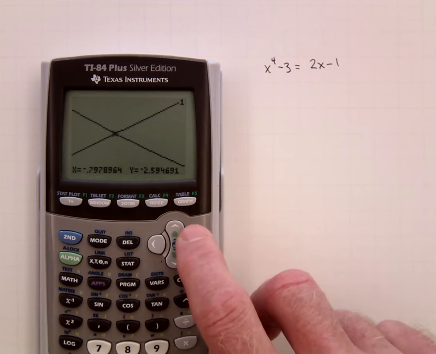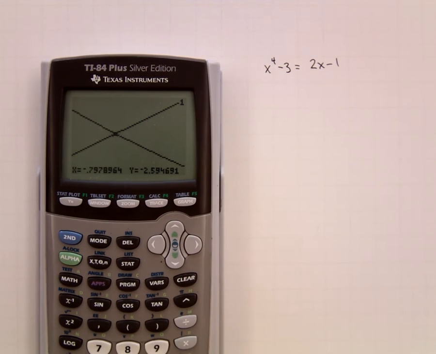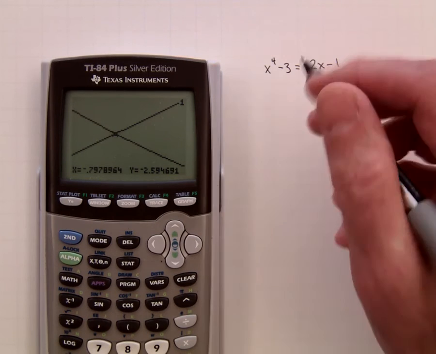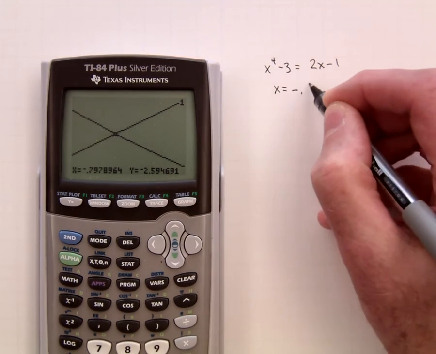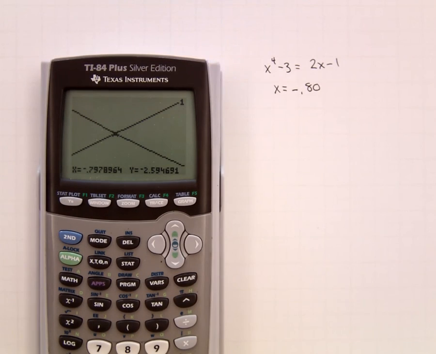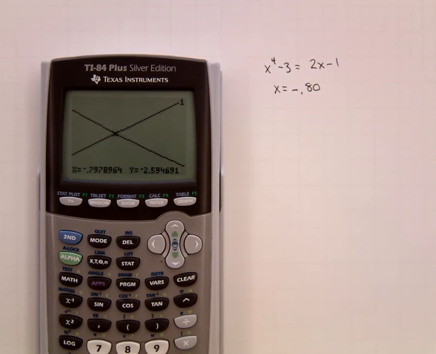So if I get right here on what looks like the intersection, I can probably be fairly confident that's good to at least two places. So I'm going to say that one solution to this equation is x equals -0.80, which is what I get when I round it back to the second decimal place, back to the hundredths. Now, there was another point of intersection. What am I going to do about that?